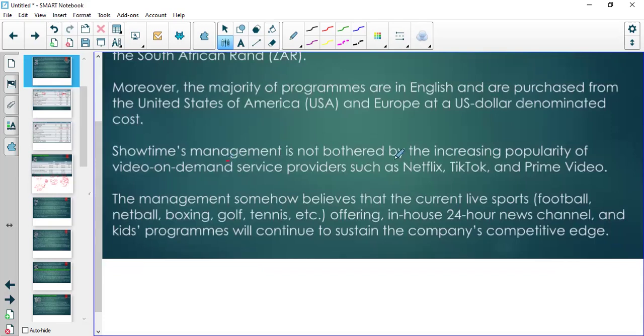So the management is not bothered by the increasing popularity of some other competitors. So as you can see, there is competition. That competition might mean that some customers might be leaving their service for alternative products. Now, because you have done a calculation, it has shown you that the subscribers have gone down, and the revenue has also gone down as a result. And what could be the reason behind that? You could see here that there are substitute products.